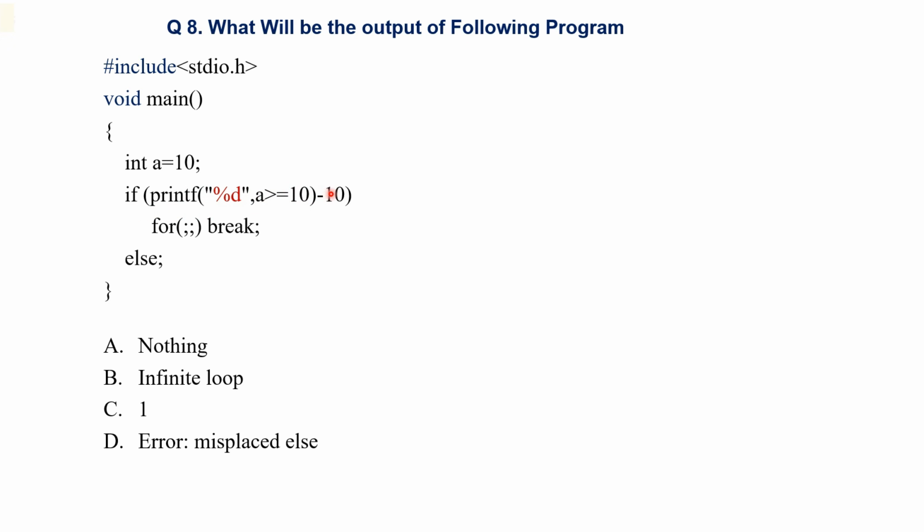As this condition is true, the next statement will be executed. And here the for loop is there, and this loop is an infinite loop. But because of this break statement, this loop will be terminated. That means no action will be performed with this for statement or with this loop. So hence the output for this program is 1, and hence the correct option here is option C.